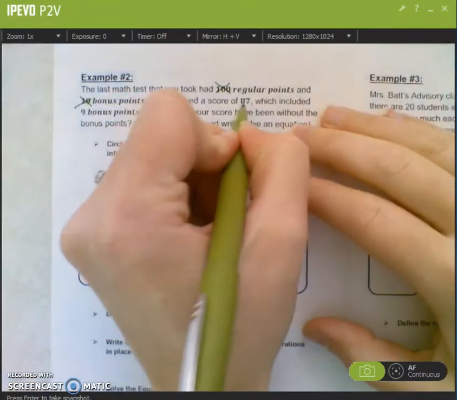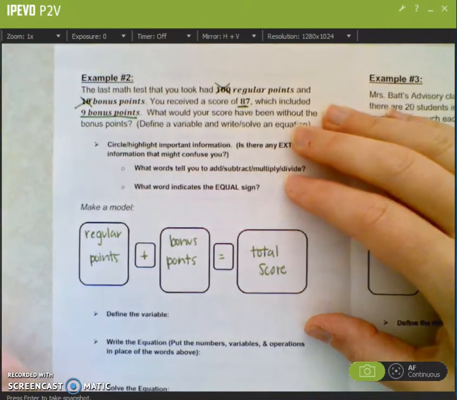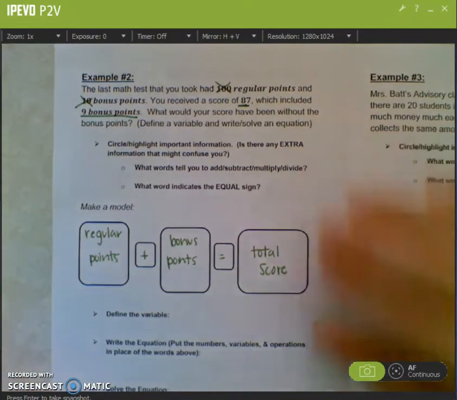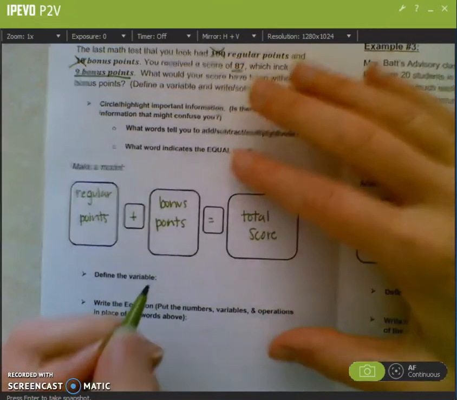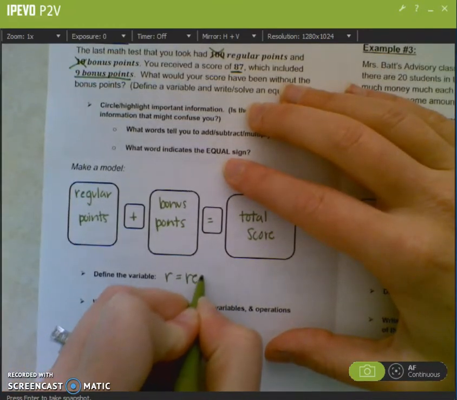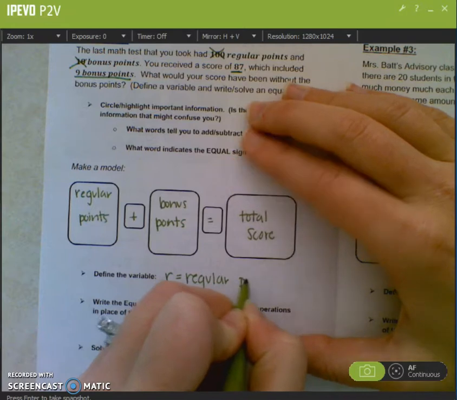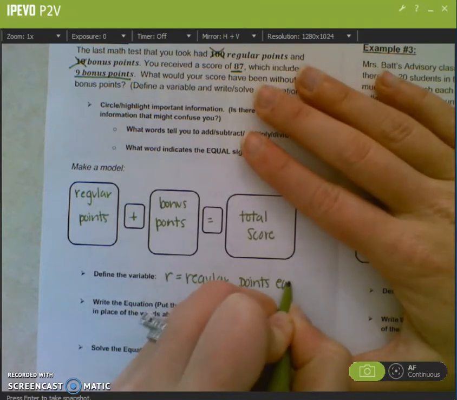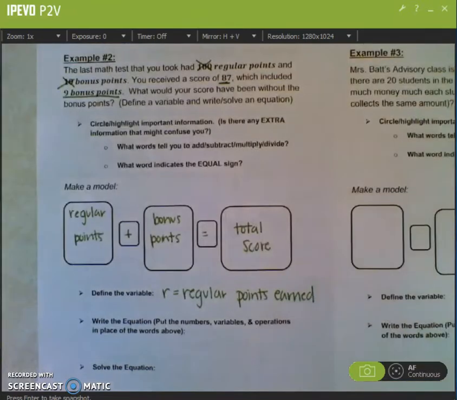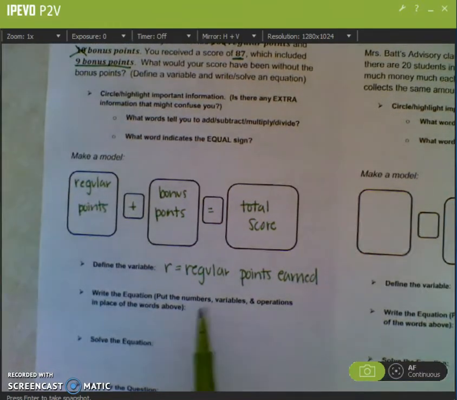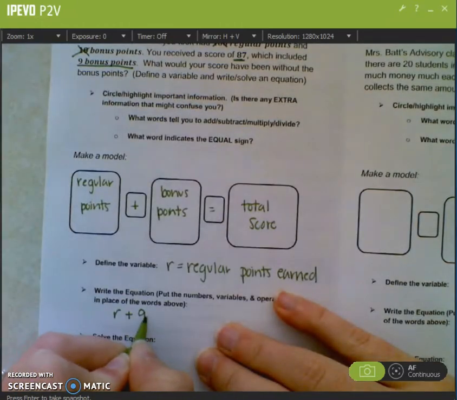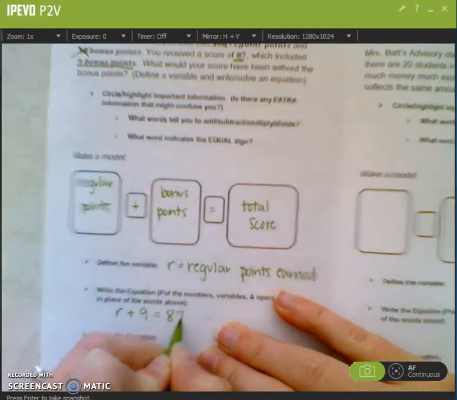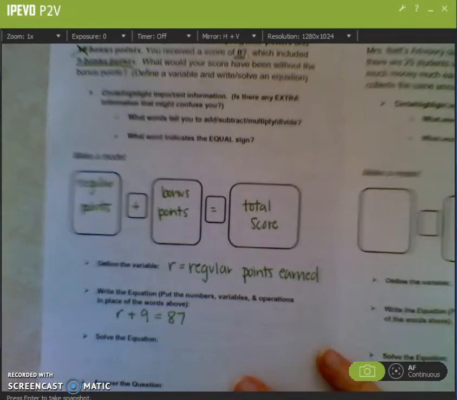I think that 87 and 9 is important for us to underline. So define the variable. Well, what are we trying to figure out? We're trying to figure out how many regular points you earned. So R equals regular points earned. And if we write the equation, we're going to plug in numbers, variables, and operations in place of the words that we put here. So R is my regular points, plus my bonus points were 9, and my total score was 87.